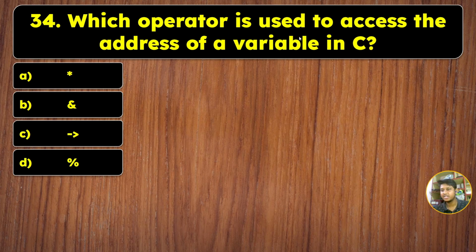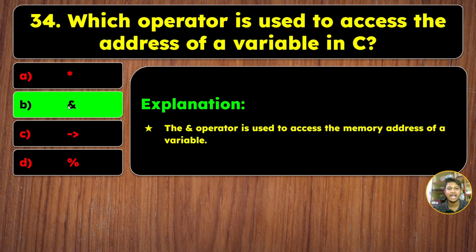Which operator is used to access the address of a variable in C? This is also a very basic question. Option A star, option B ampersand, option C right arrow, and option D modulo operator. So here the correct answer is option B, ampersand. In this explanation, you can see the ampersand operator is used to access the memory address of a variable.